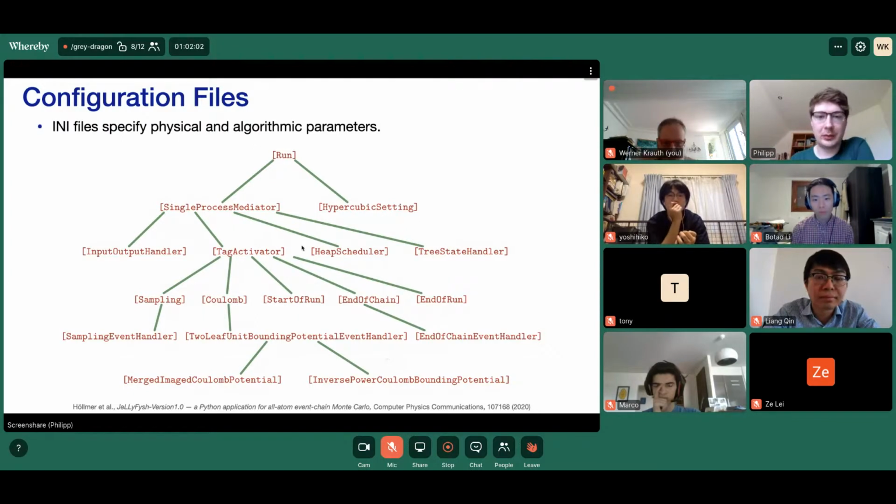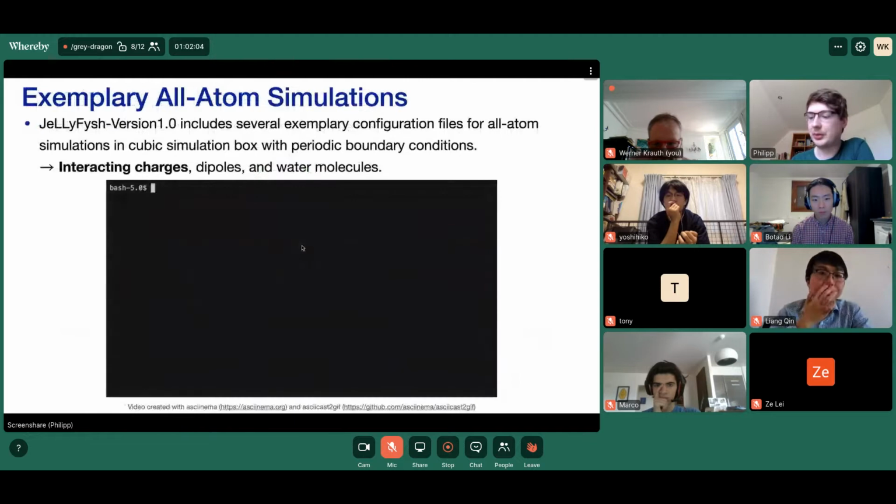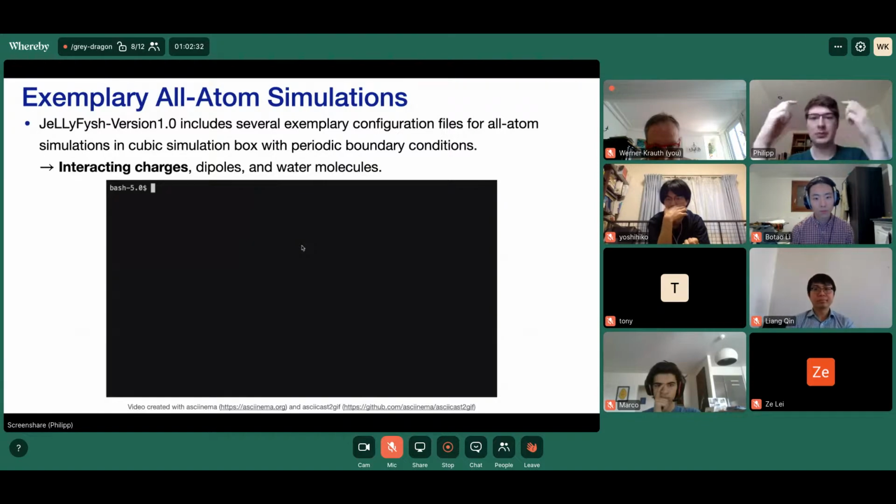Of course, because it's always nice to have examples, our first version already ships, so JeLLyFysh version 1 ships with several exemplary configuration files for standard all-atom simulations and a cubic simulation box with periodic boundary conditions. And the cases we cover are the interacting charges. So in our examples, you have two charges with the same charge in a periodic box which interact. The other case is dipoles. And the last case is the SPC-FW water molecules, which I introduced earlier.